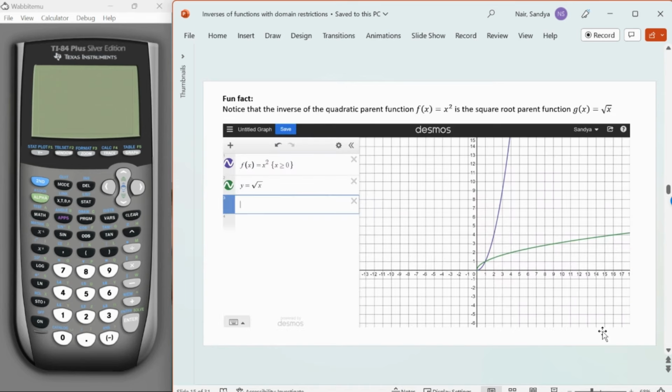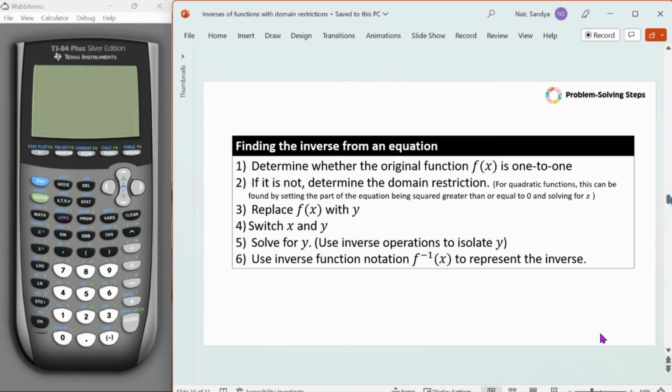So notice that, this is a fun fact. Notice that the inverse of the quadratic parent function, which is f of x equals x squared, is actually the square root parent function, right? So that square root of x is on the list of our parent functions, and that is the square root parent function.